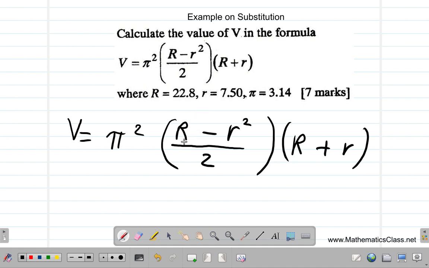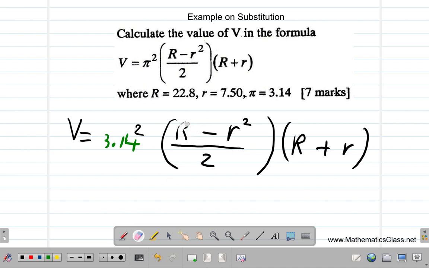However, now what we have are values of R to substitute. So, let's do that. We have pi, which is 3.14. So let's get rid of this and write out 3.14. You don't necessarily have to do this. You could just write the numbers, but I'm just doing this for explanation's sake.